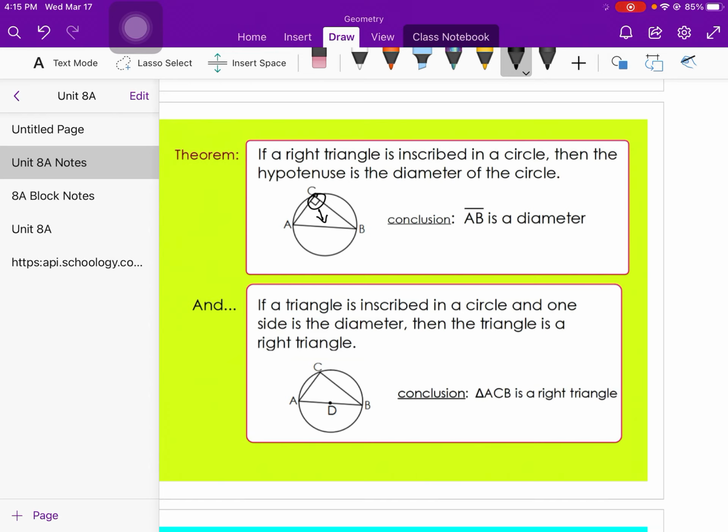And then the converse to this idea, if a triangle is inscribed in a circle and one side is the diameter, so assuming that we know A to B is a diameter, then the triangle is a right triangle, because if the intercepted arc is 180 degrees, this angle has to be half of that, making it 90 degrees.